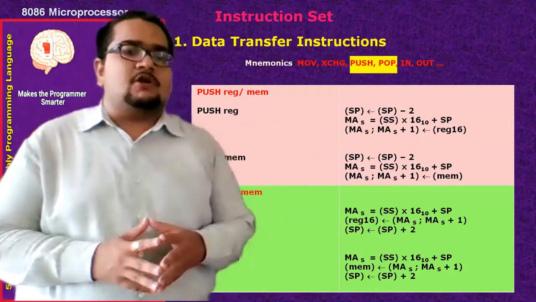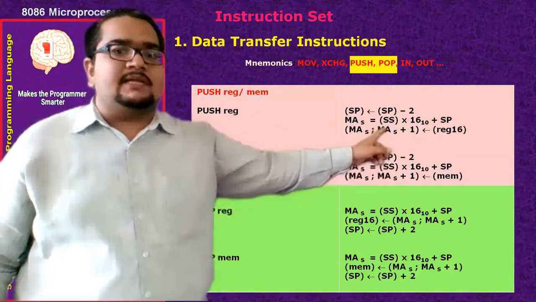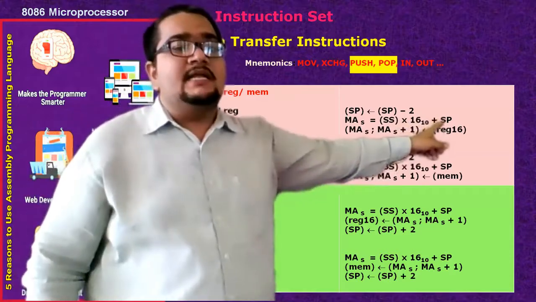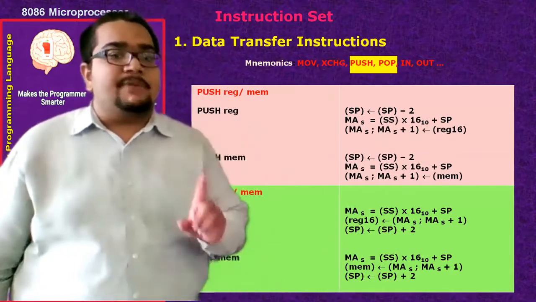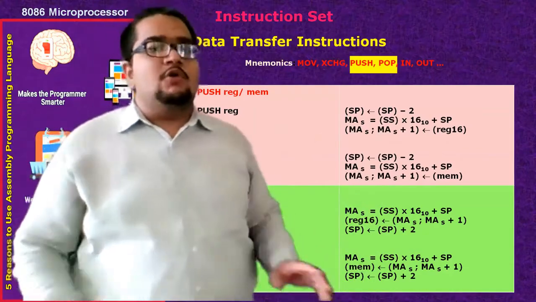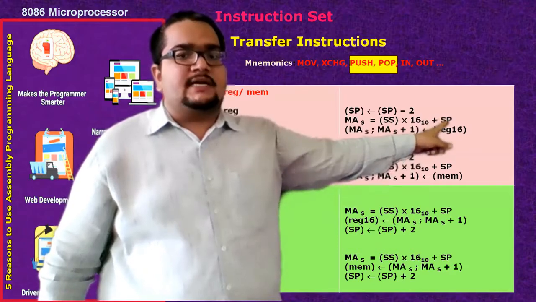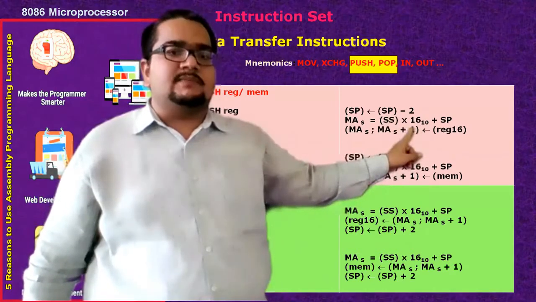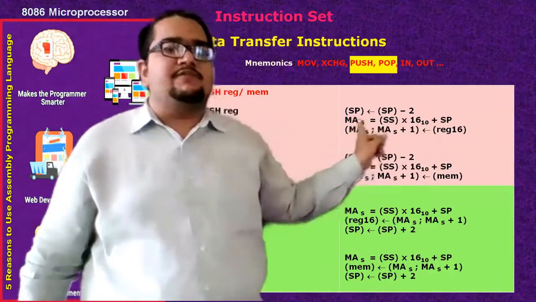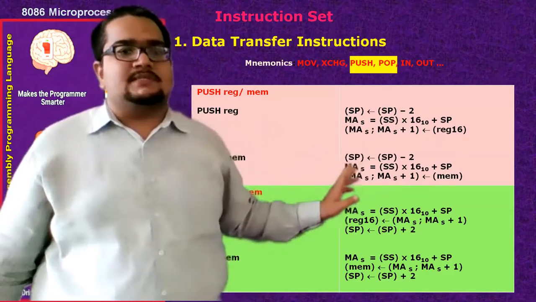Always about the stack memory, you have to understand that the segment address is contained in the stack segment register and the offset address is contained in the stack pointer in normal cases. In some cases, the base pointer is also used, but in most cases the stack pointer will be used. So segment address into 10 hexadecimal plus offset address will give you the physical memory address of our data. So this is how it happens.